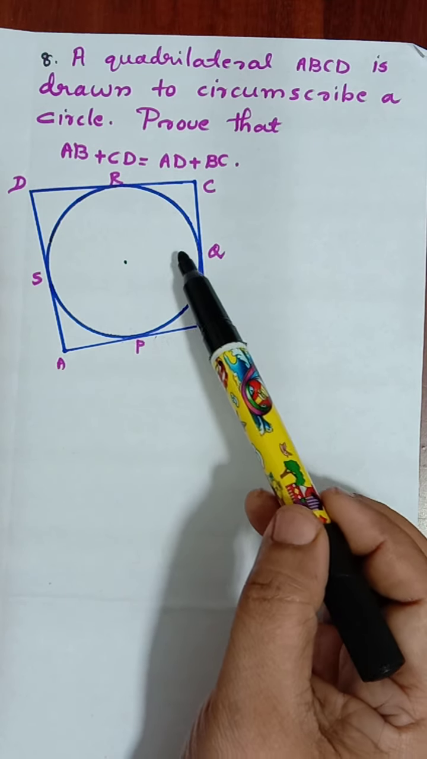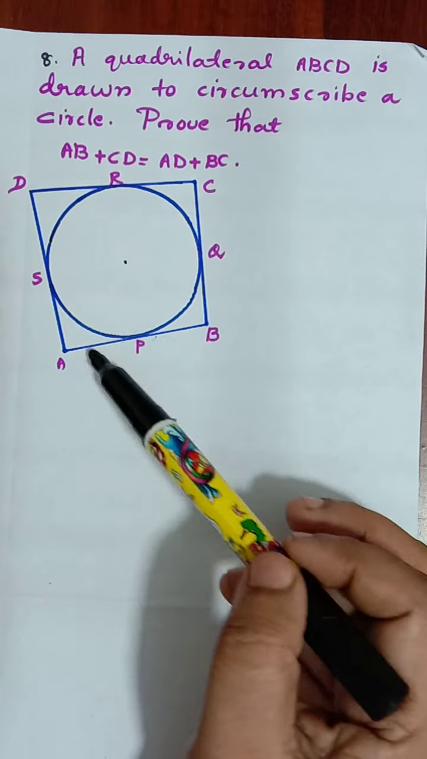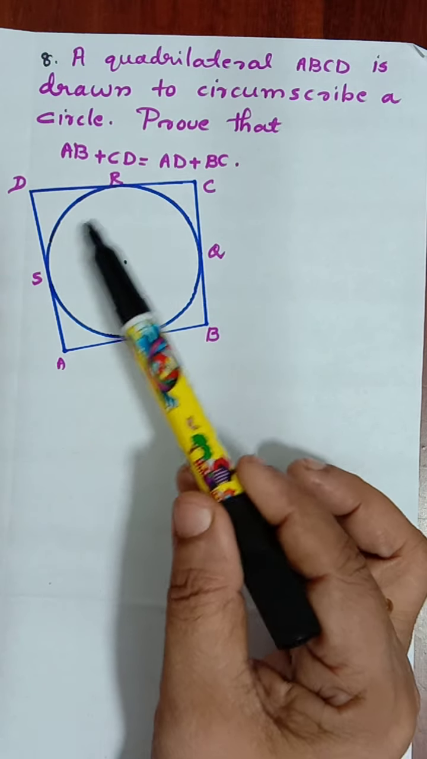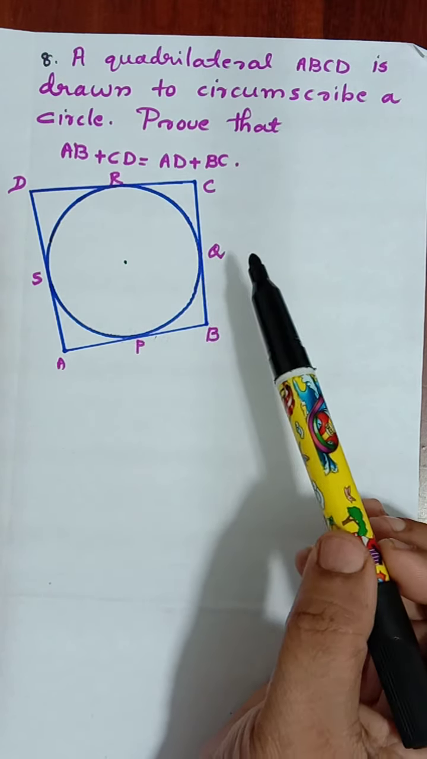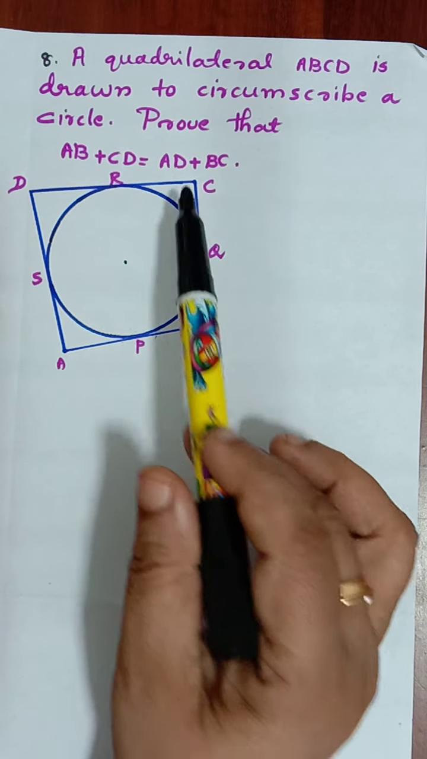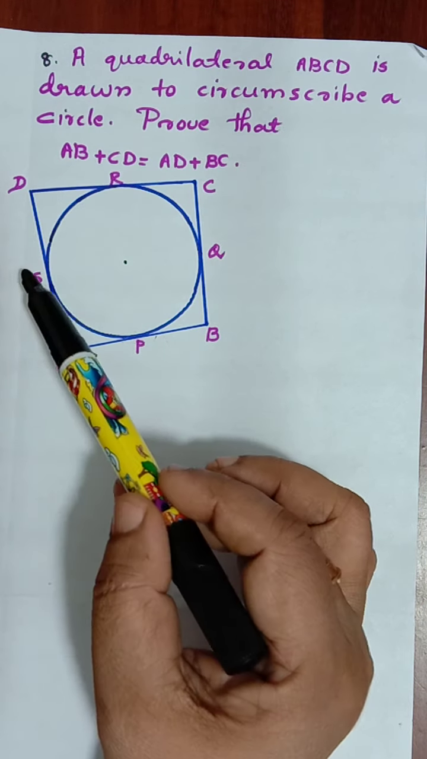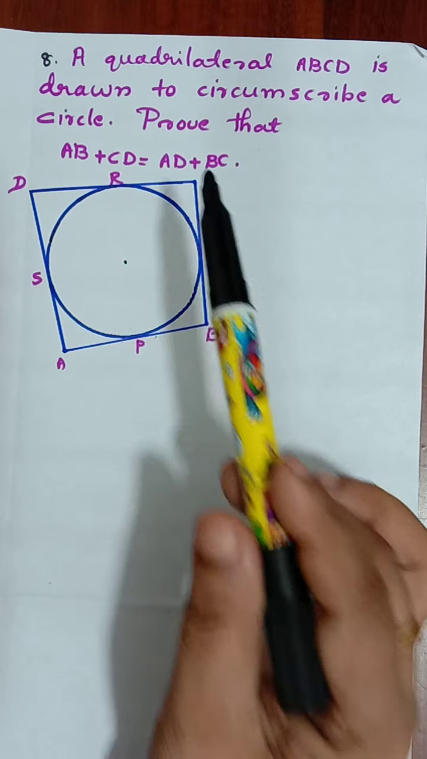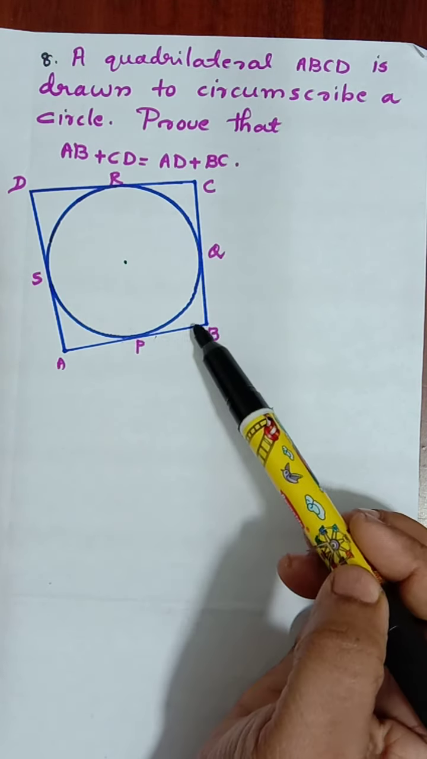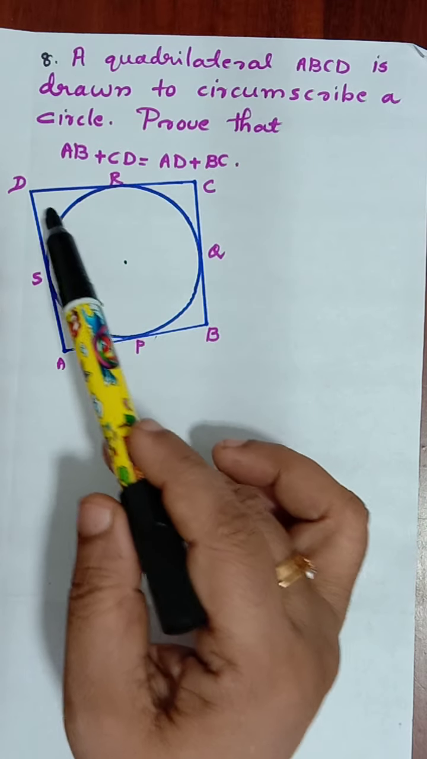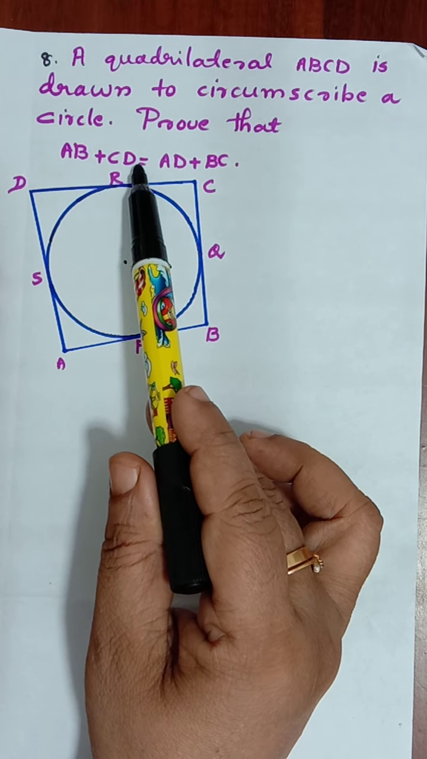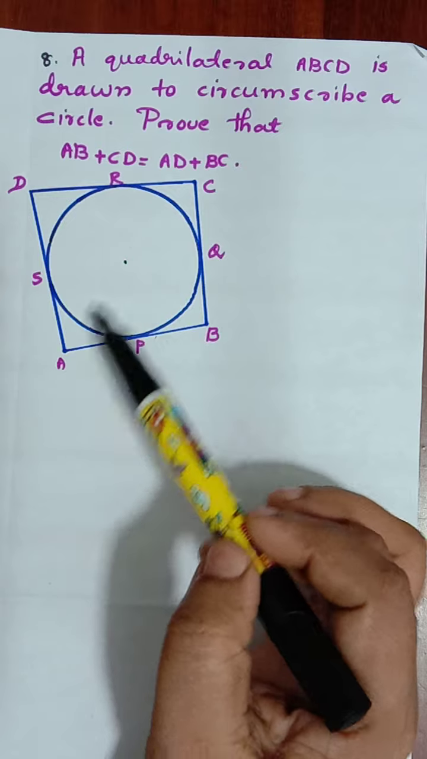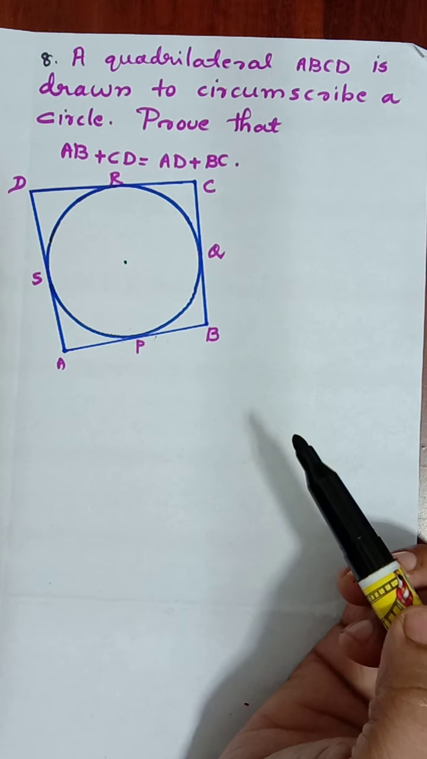So the circle is inside ABCD. The quadrilateral is circumscribing the circle. We have to prove that AB plus CD equals AD plus BC. What is AB plus CD? For this quadrilateral, they are the opposite sides. So the sum of the opposite sides is equal to the sum of the other two opposite sides. That is to be proved.